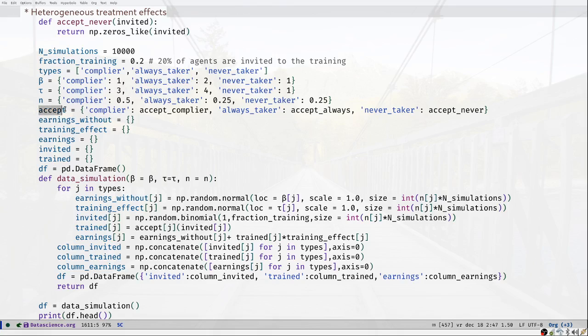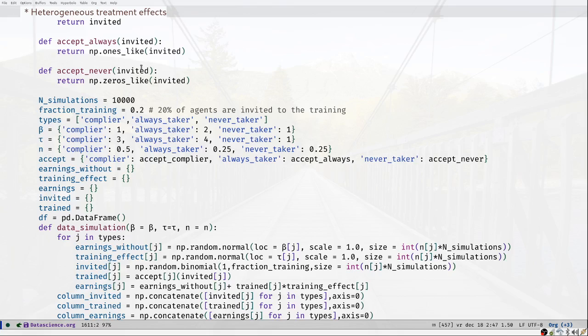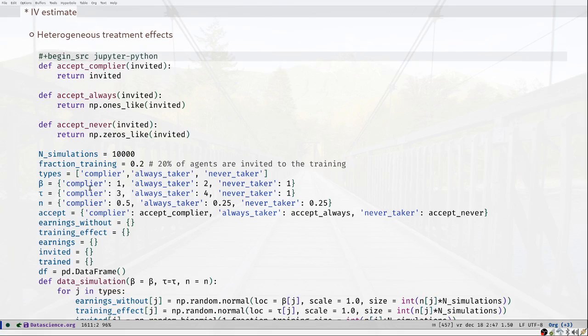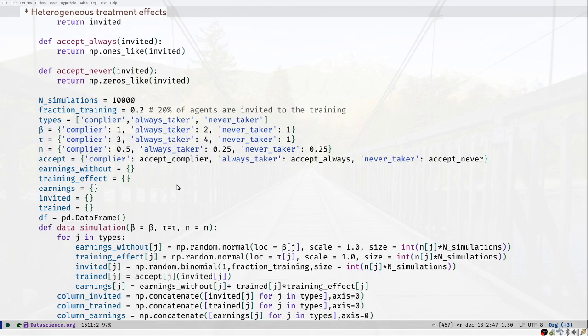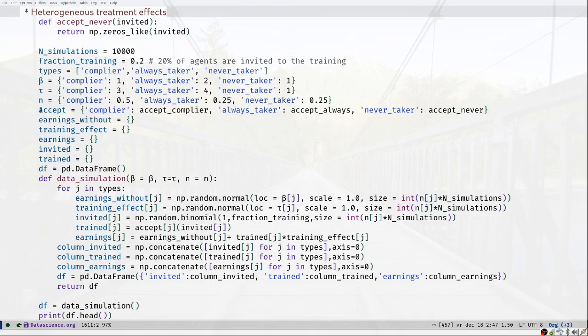So the function that we're going to use is accept, and accept is a dictionary. If I call accept with complier as key, it returns the function accept complier that we defined above. If I call accept with the key always taker, it's going to be the function accept always. This is the function that we defined over here. And finally, if I call accept with the key never taker, it's going to call the function accept never, and accept never basically always returns 0. So in Python you can have a dictionary that returns functions, and then we actually call that function.